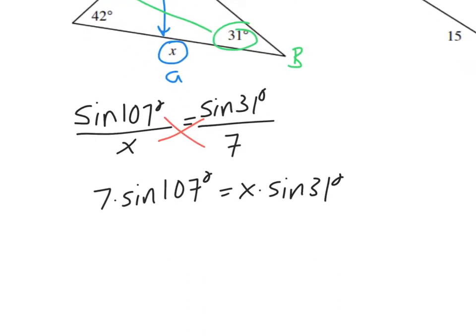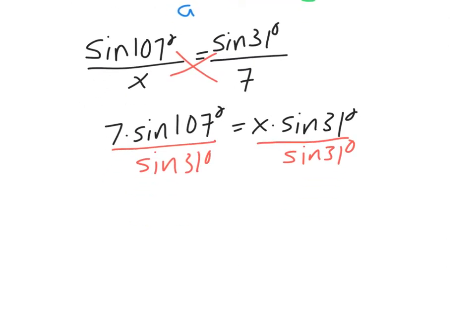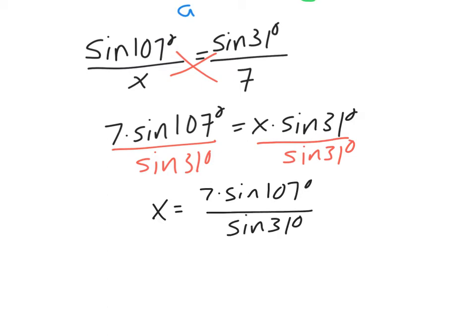So now in order to get x all by itself, I'm going to divide by the sine of 31 degrees on both sides, as such. And then when we solve for x, we're going to get that x is equal to 7 times the sine of 107, all divided by the sine of 31 degrees. And that's something that you type into your calculator.